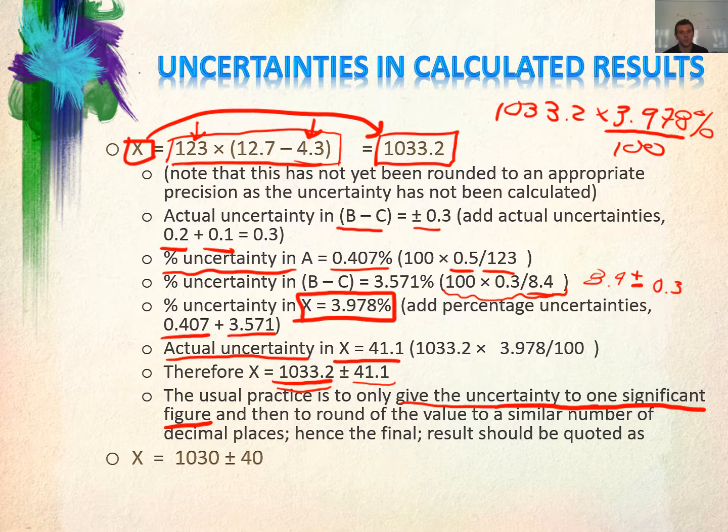So remember, this is a multiplication problem, so I'm going to end up picking the number that has the fewest sig figs there. So my first number should have only 2 sig figs in it, and then we normally round the uncertainty so that there's only one significant figure. So give the uncertainty to one significant figure. So then my final result would be 1030 plus or minus 40. I'm sorry, I end up with 3 significant figures here. So 1030 plus or minus 40.